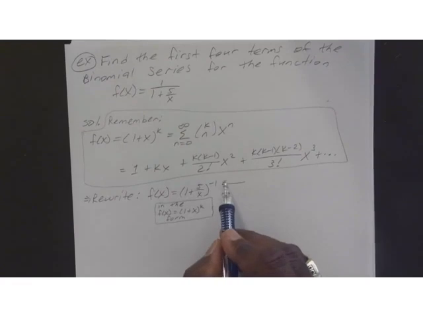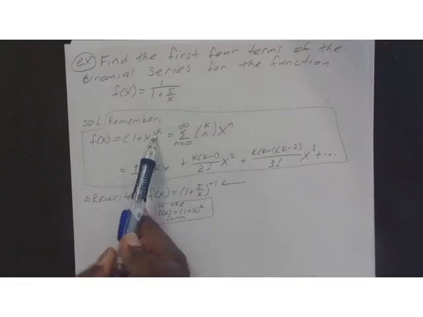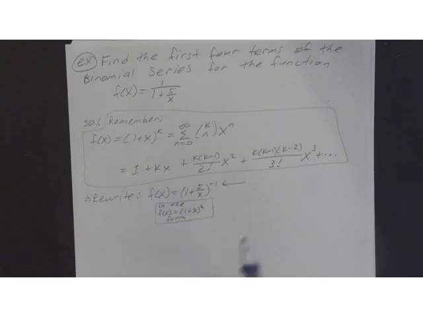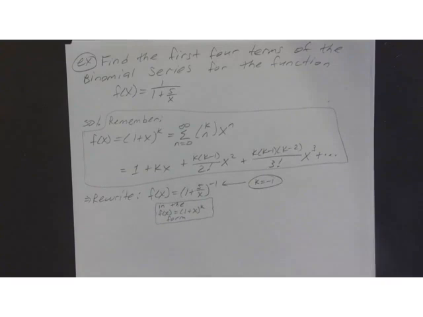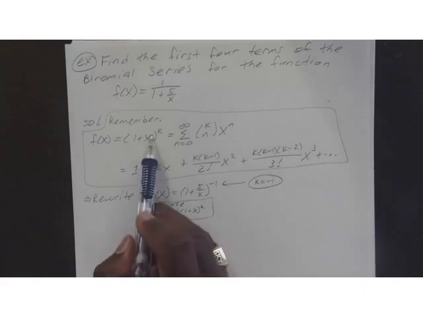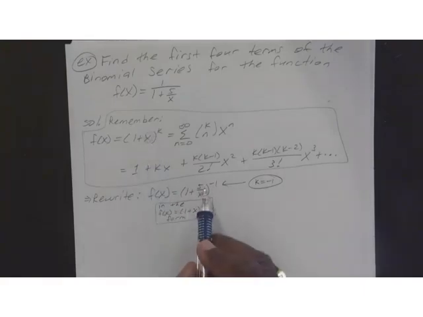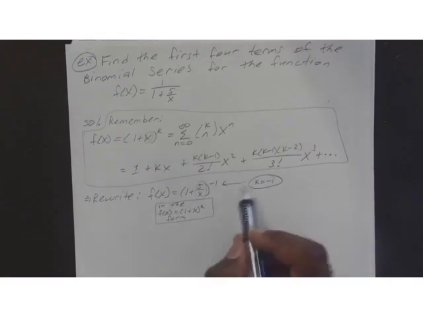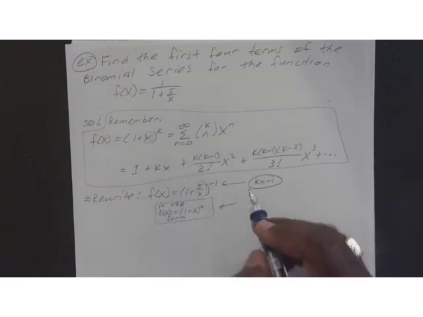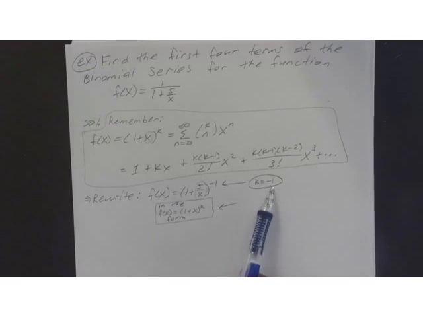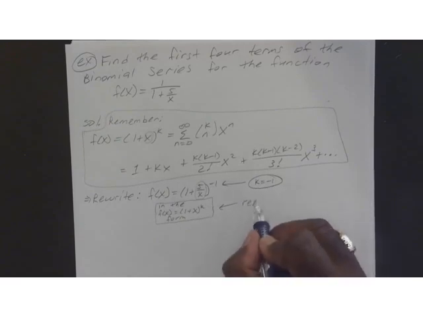Okay, so we see right here, our k is equal to negative 1. And we see here, where the x is in our formula, it's a 5 divided by x. So we're now going to replace our x with 5 divided by x, and we're going to replace the k with negative 1.